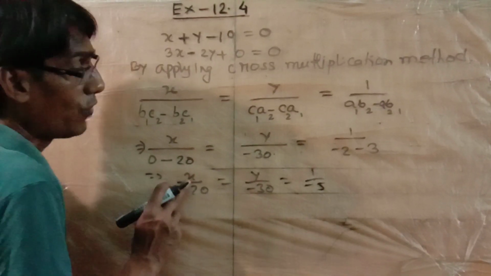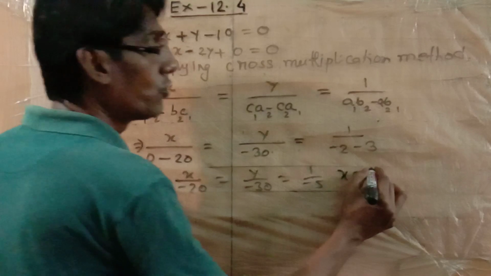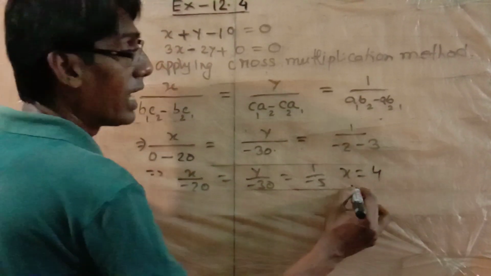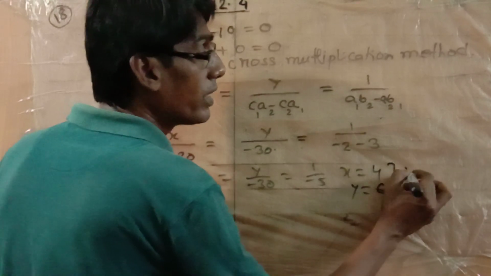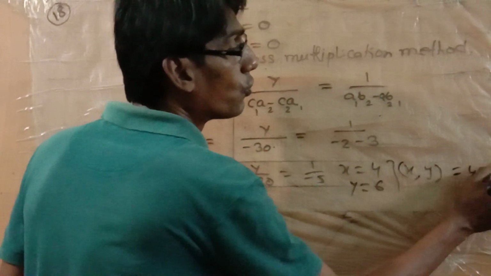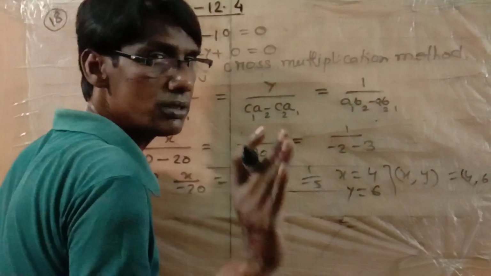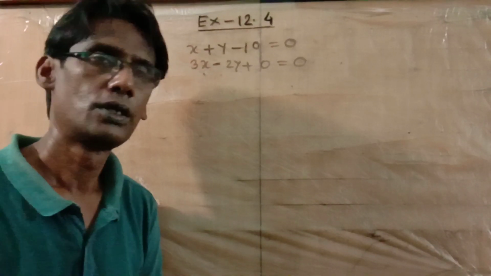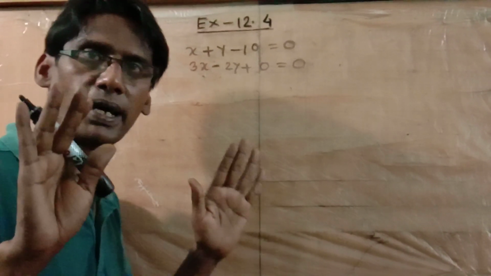So the value of x equal to, look at here, 20 by 5 is 4, and value of y is equal to 30 by 5 is 6. So required solution x, y equal to 4, 6. This is the solve. Now we have to solve question number C. Okay. Now we have to solve this equation by graph method.